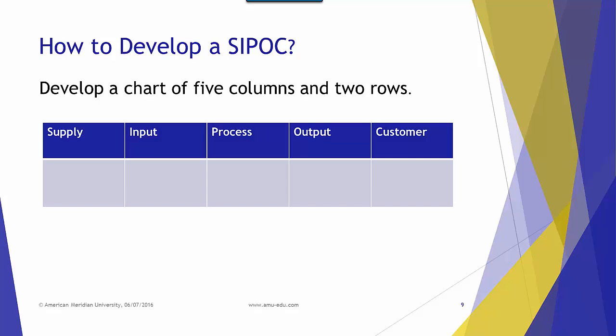How to develop a SIPOC. First, the project leader or SIPOC diagrammer develops a chart of 5 columns and 2 rows. Each column represents a letter of the word SIPOC: supply, input, process, output, customer.